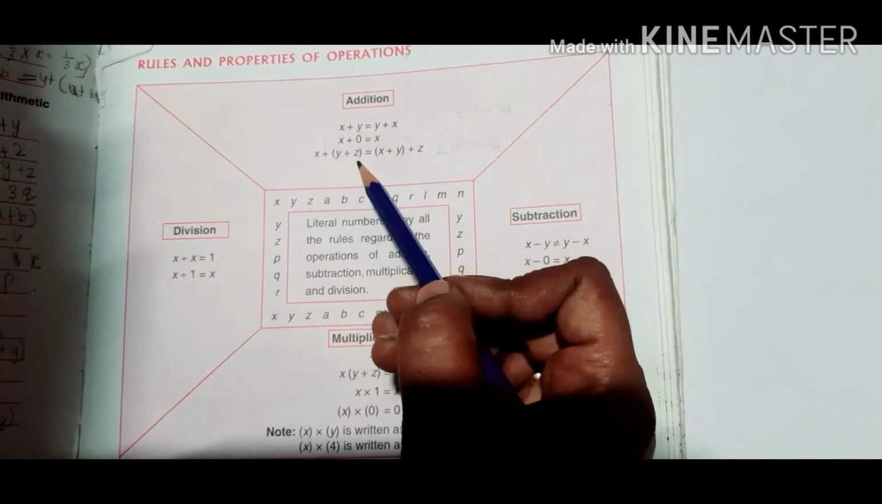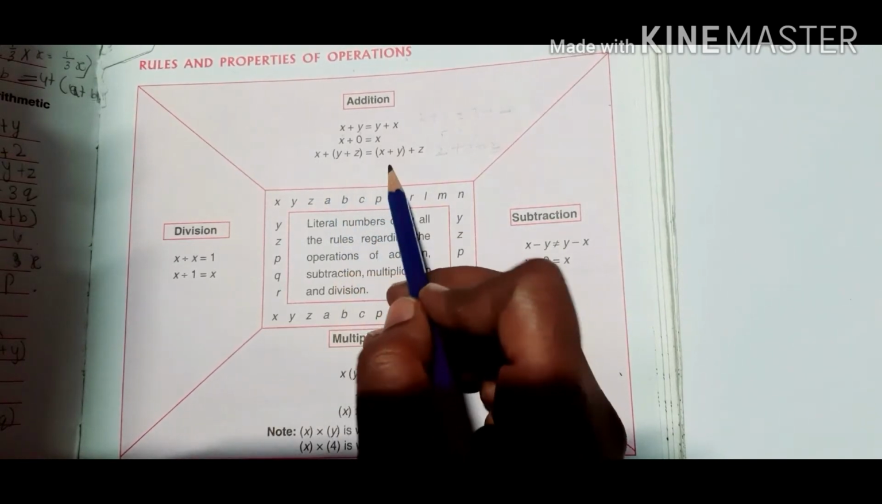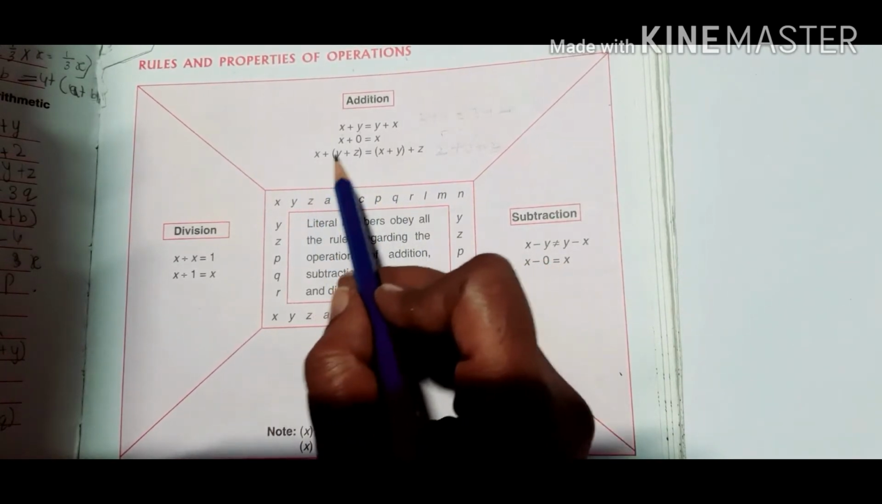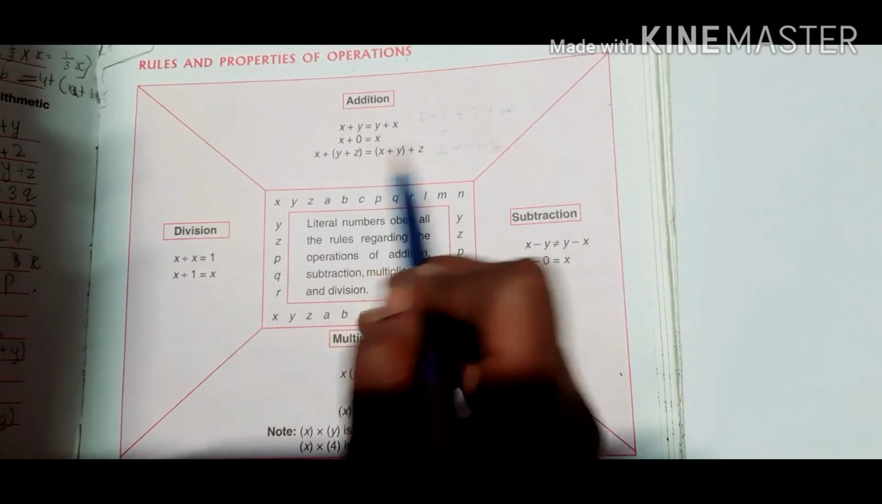x plus y plus z is equal to x plus y plus z, with the groups changed. Here the associative law holds good. If you change the groups when you take three literal numbers, still the answer remains the same.